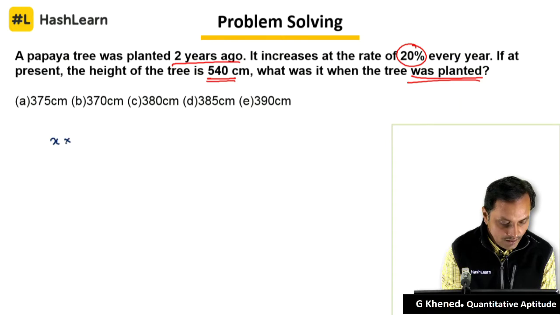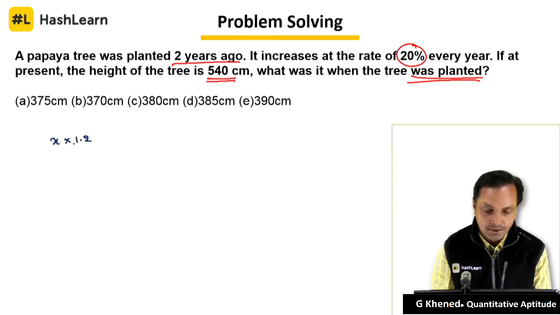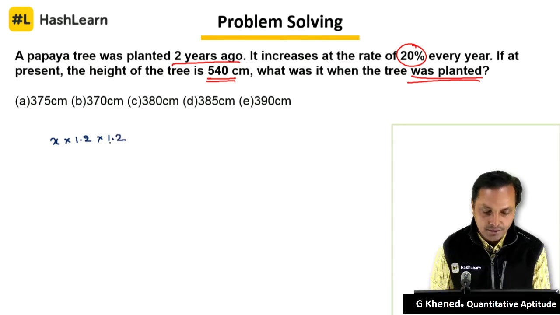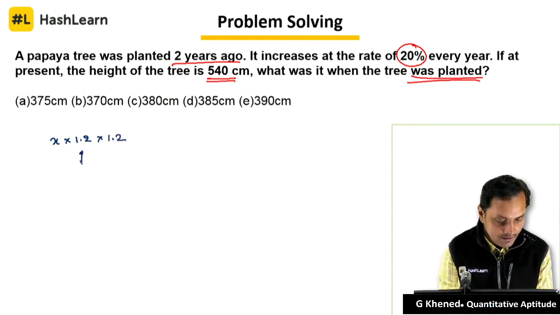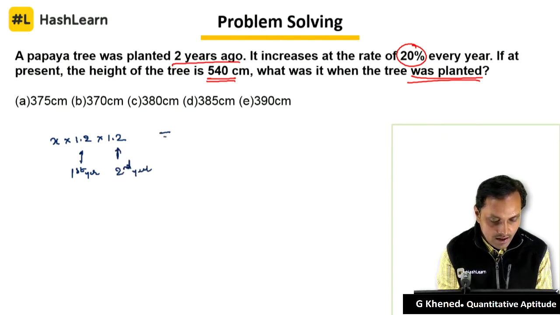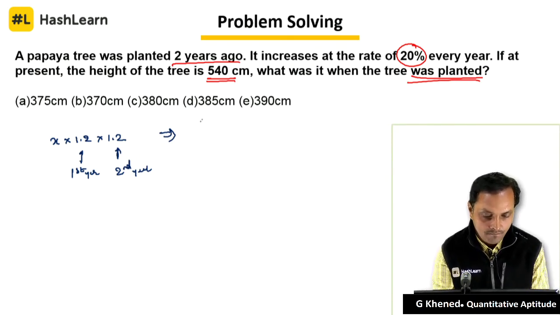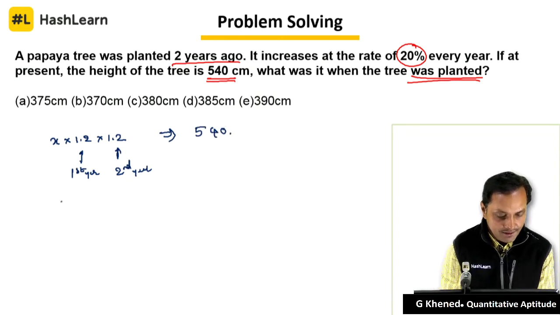X into 1.2, again into 1.2. So this is for the first year and this is for the second year. And what is the total? It is 540. Very simple.